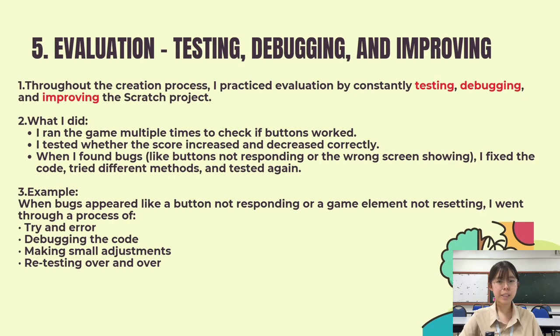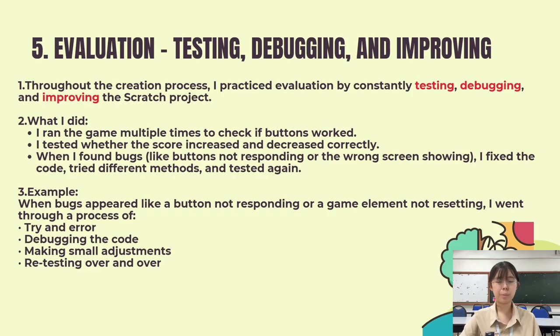The next one is about evaluation: testing, debugging, and improving. Throughout the creation process, I practice evaluation by constantly testing, debugging, and improving the Scratch project. I run the game multiple times to check if the buttons work. I test whether the score increases or decreases correctly. When I found a bug like a button not responding or the wrong screen showing, I fix the code, try a different method, and test again.